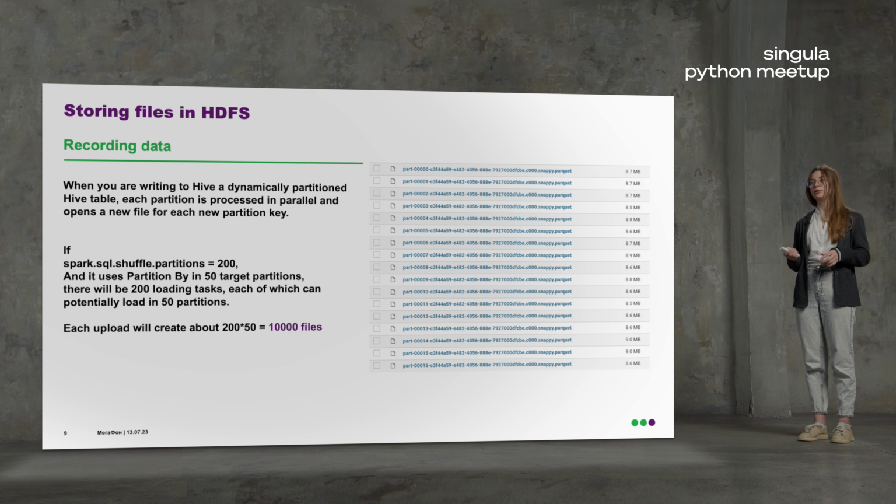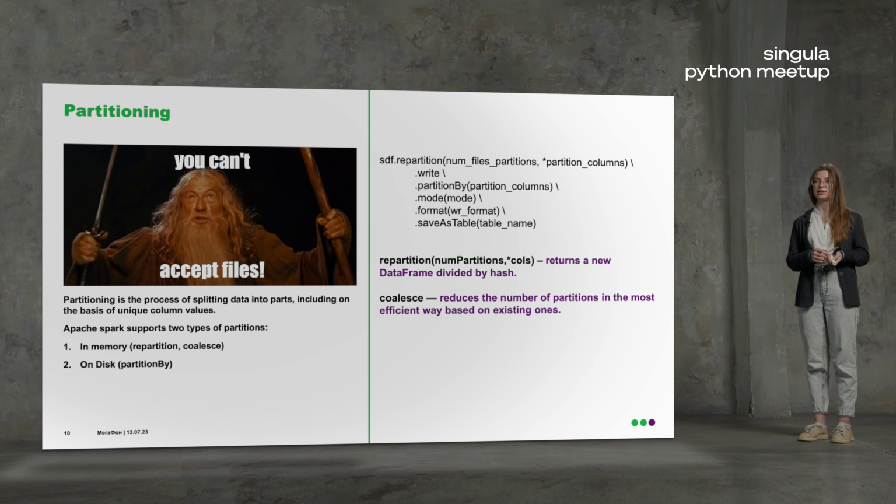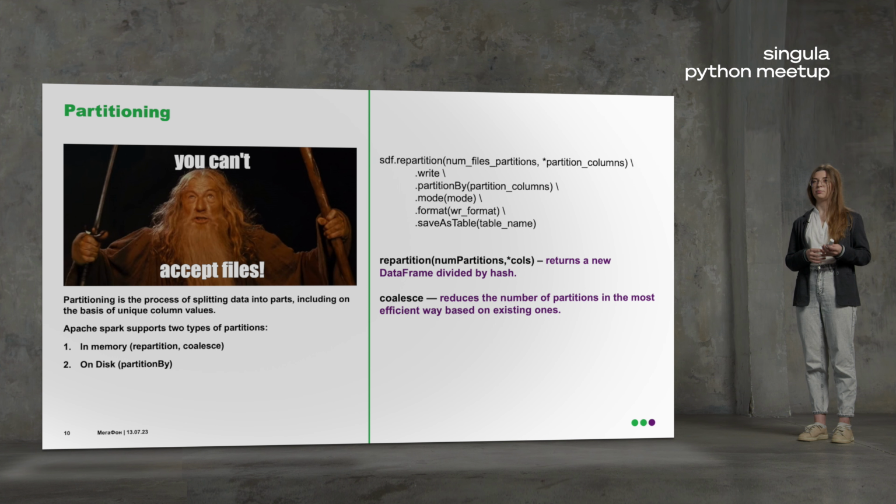In order to deal with this, you need to use partitioning methods, which allow you to split data into parts. Apache Spark supports 2 types of partitions: in memory using repartition or coalesce, on the disk using partition by. Therefore, to save the tables correctly, use the following code. First, we apply repartition to the Spark data frame and change the number of files by num files partitions. Then we apply partition by if we want to increase folders to store the files.